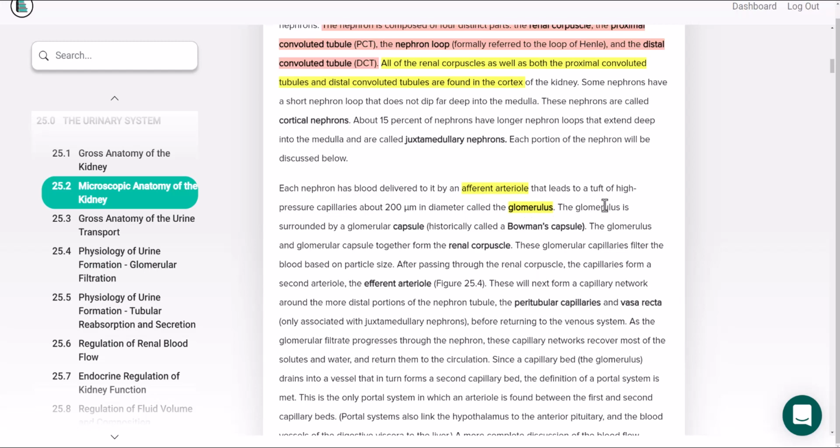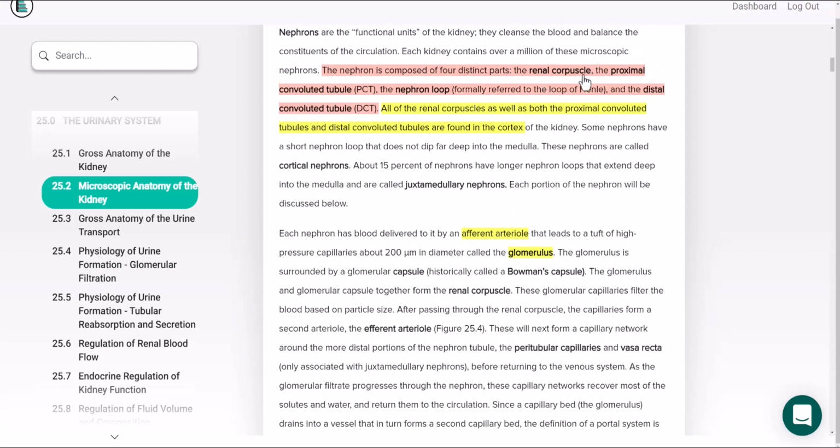The glomerulus is protected by a capsule structure. You'll see it credited to a guy named Bowman, so the Bowman's capsule, or just the glomerular capsule. Together, the ball of capillaries, the glomerulus, and the capsule are collectively called the renal corpuscle. Remember, I said the renal corpuscle was the first part of the nephron. It's in the renal corpuscle where the filtering is happening, the filtering of the blood, specifically of the plasma, in these capillaries.